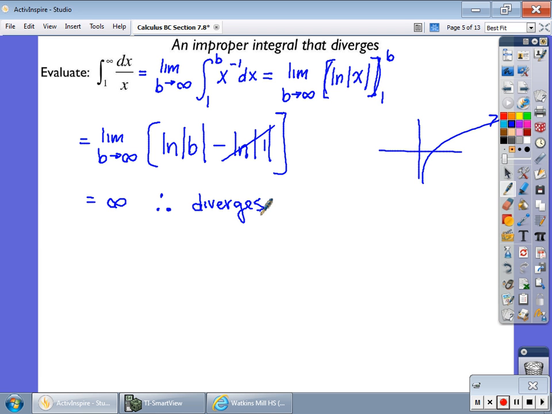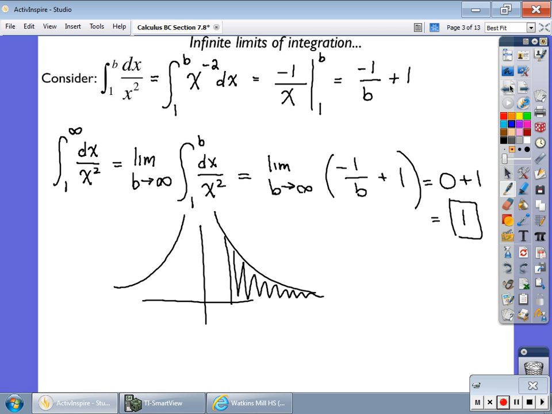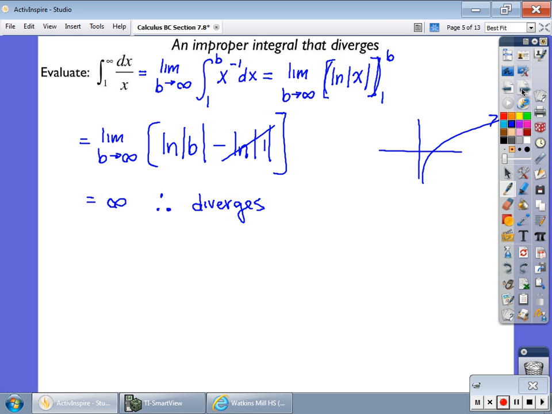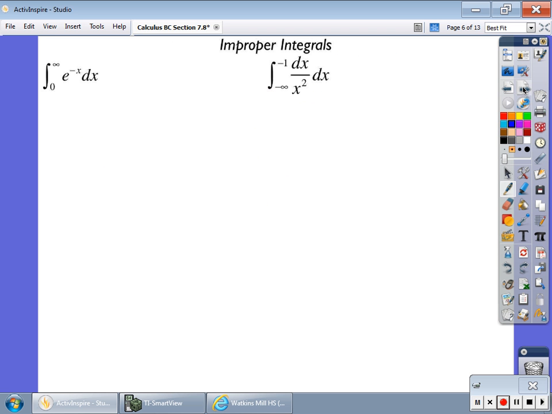Now this is a big thing come next unit. The integral from 1 to infinity of dx over x diverged, but the integral a couple slides back from 1 to infinity of dx over x squared converges to 1. And so in infinite series, we're going to be talking about why that is.